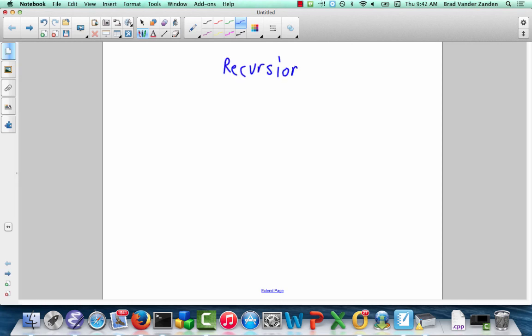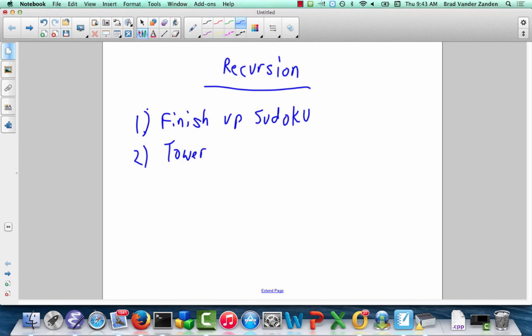I want to finish up the Sudoku problem from last time. There's just a couple of loose ends. Then I want to quickly go over one last example with recursion, which is the Towers of Hanoi. And finally, we're going to get into trees today, starting with an introduction to them.